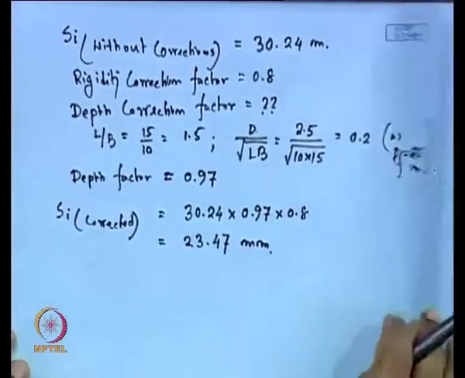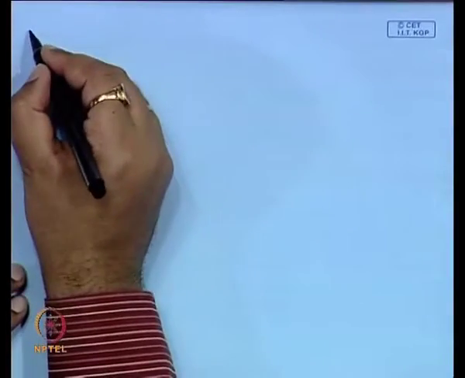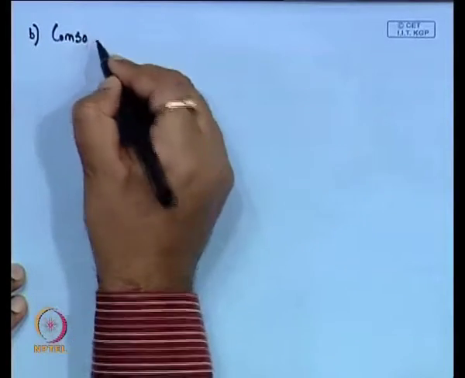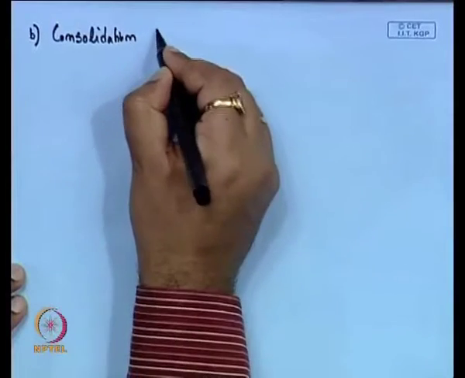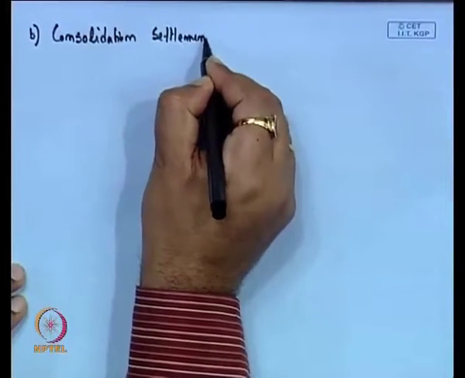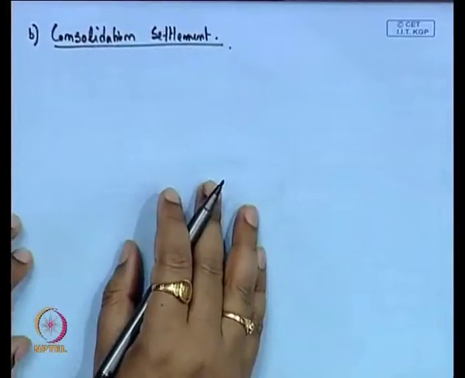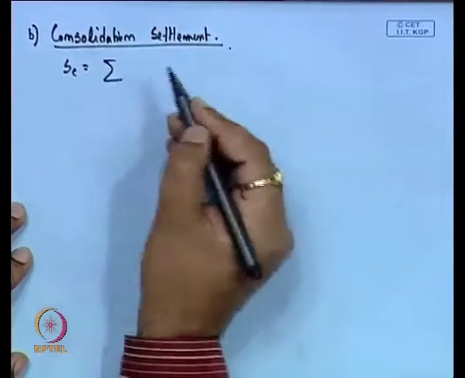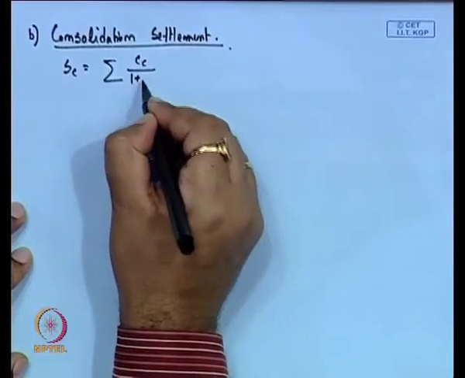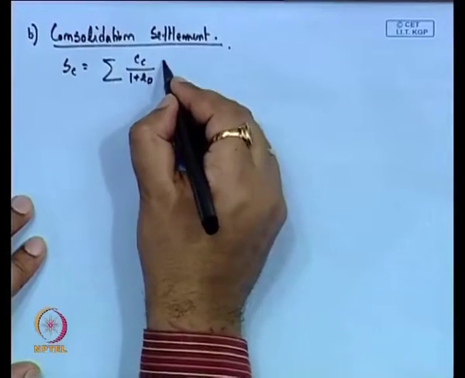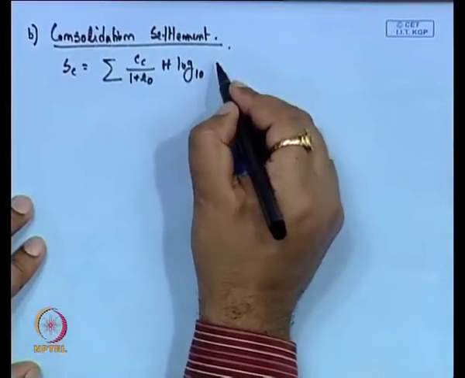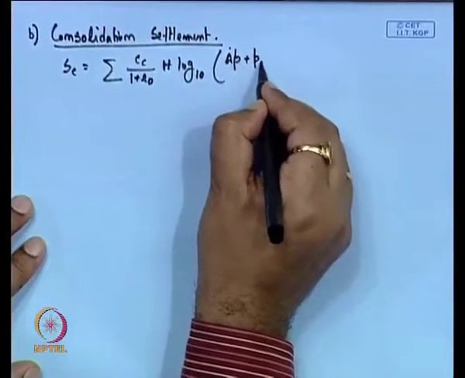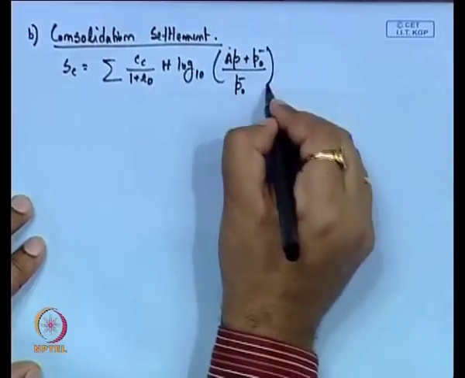So, next we will calculate the consolidation settlement, and how to calculate this consolidation settlement, that part we will discuss. So, first we will go for the consolidation settlement. As per the consolidation settlement expression, that is summation Cc by 1 plus e0, then H log10 of (del P plus P0 bar) divided by P0 bar.